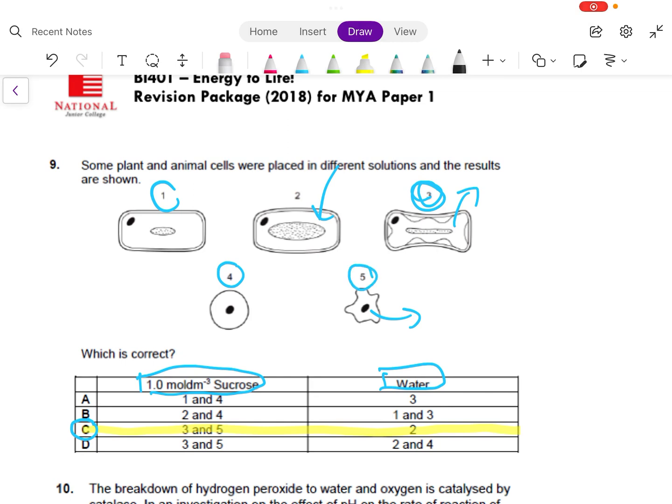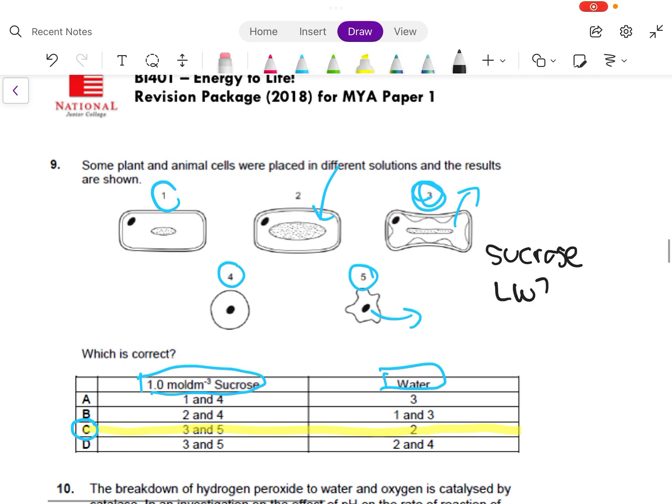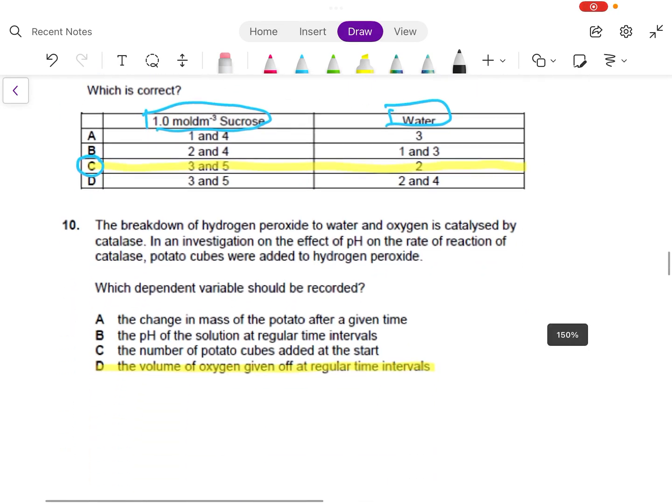And this makes sense if it's placed in a sucrose solution. In a sucrose solution, there is low water potential compared to inside the cell where there's high water potential. Therefore, water would leave the cell. If you place it in plain water, which is the case of 2, there will be high water potential in the plain water compared to inside the cell, and therefore water will enter. So the best answer would be C.